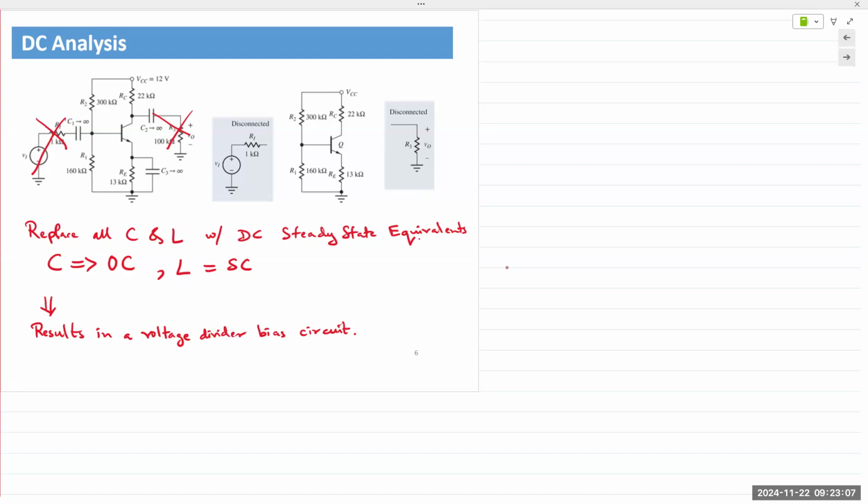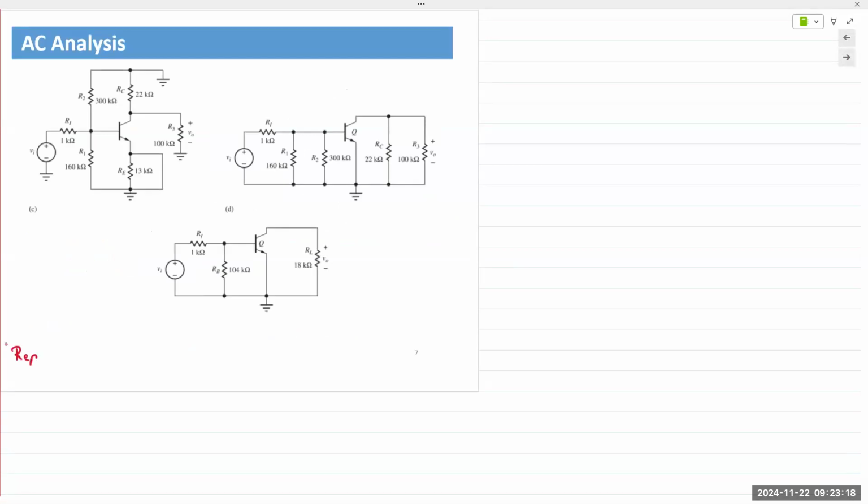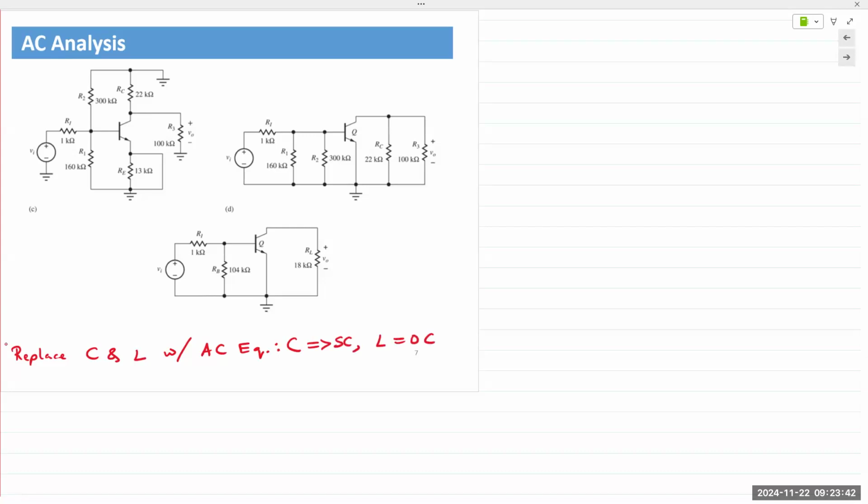For the AC analysis, it's the same thing, but now we replace all capacitors and inductors with their AC equivalents. And that means capacitors are short circuits and inductors are open circuits. Capacitors are short circuit, inductors are open circuit.